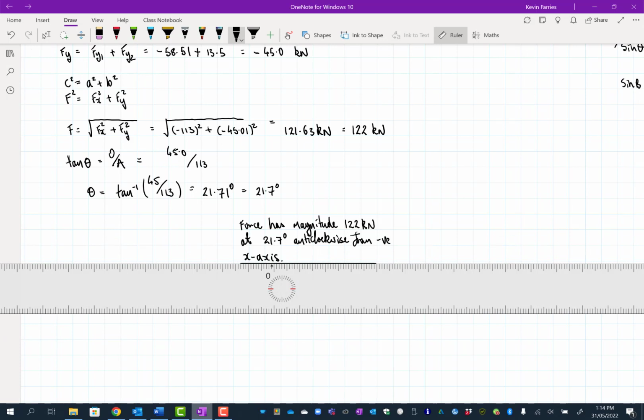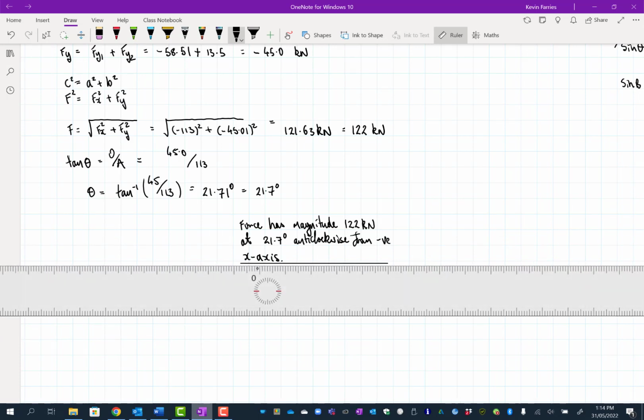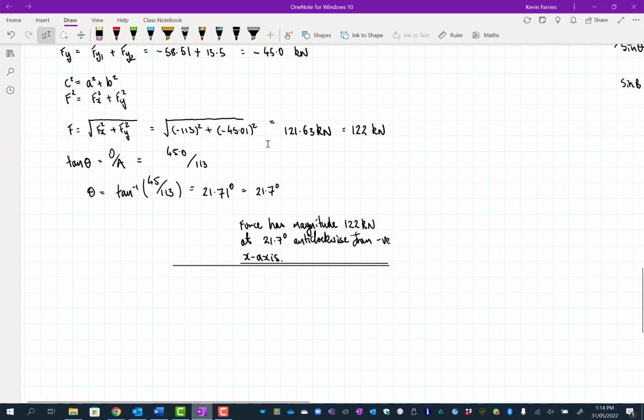Okay, so that's a problem combining two force vectors. I'll try and speed it up a little bit for the next one, which is going to be a problem solving three force vectors. Same process. We'll try and find some ways to cut down how much you need to write. We'll have a go at that one.